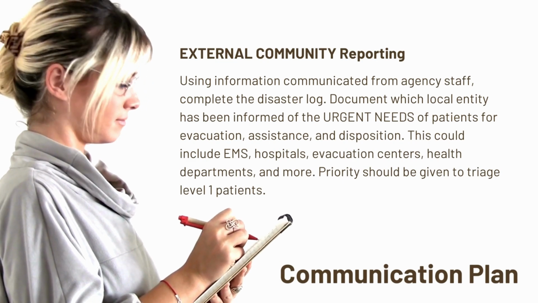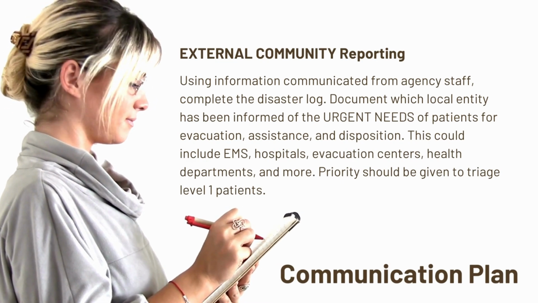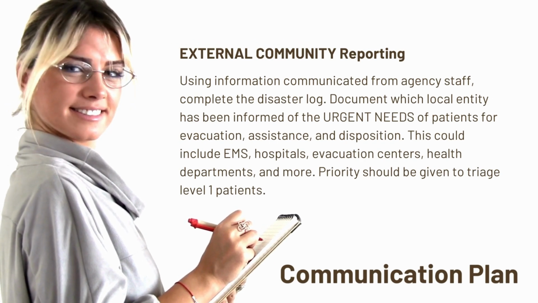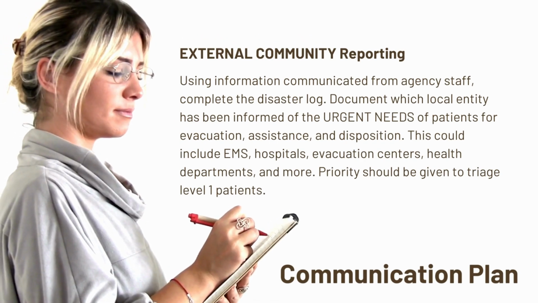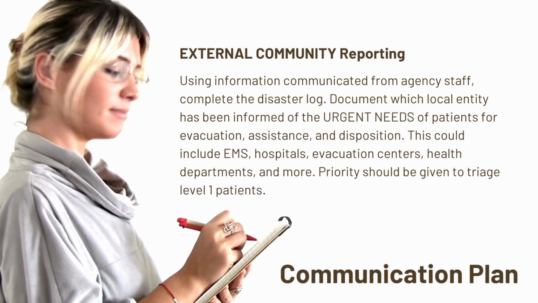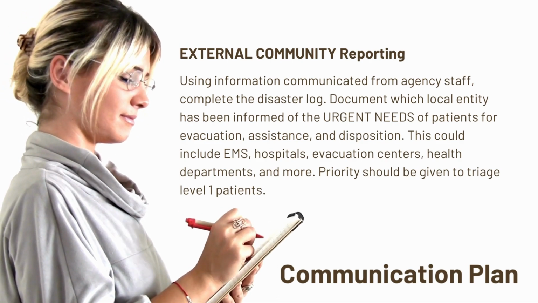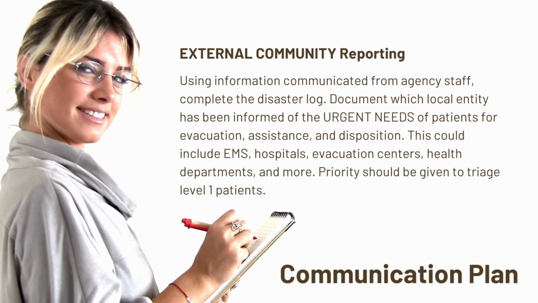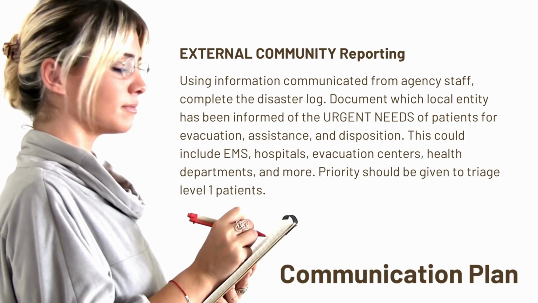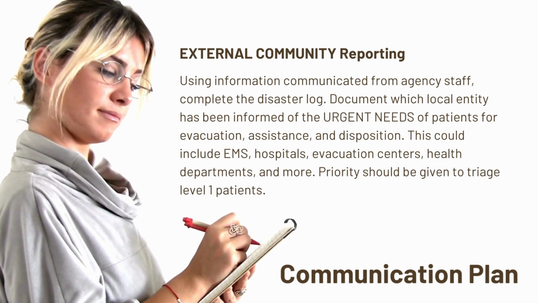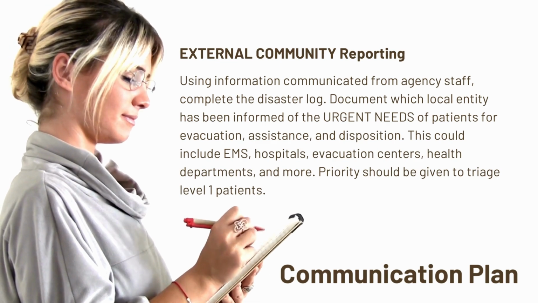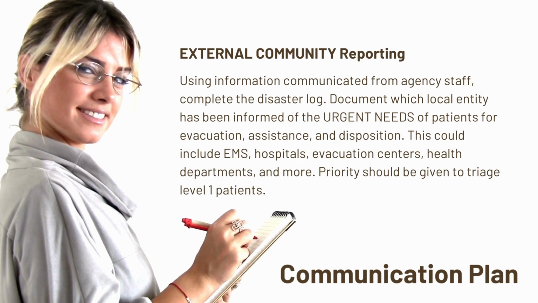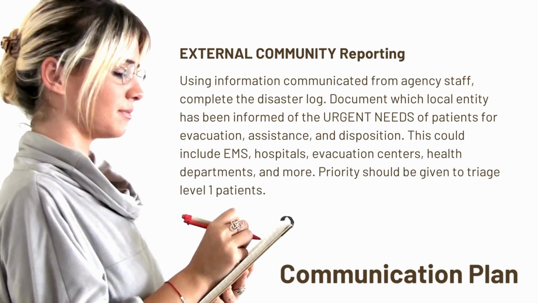External community reporting. Using information communicated from agency staff, complete the disaster log. Document which local entity has been informed of the urgent needs of patients for evacuation, assistance and disposition. This could include EMS, hospitals, evacuation centers, health departments, and more. Priority should be given to triage level 1 patients. In conclusion, effective communication is the thread that ties our emergency response together.